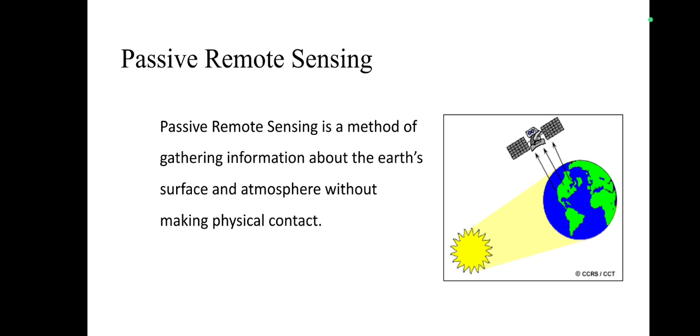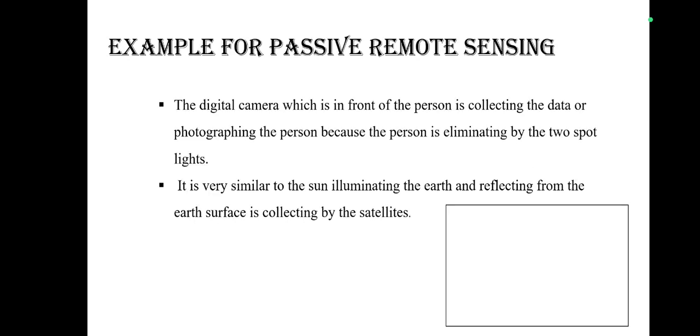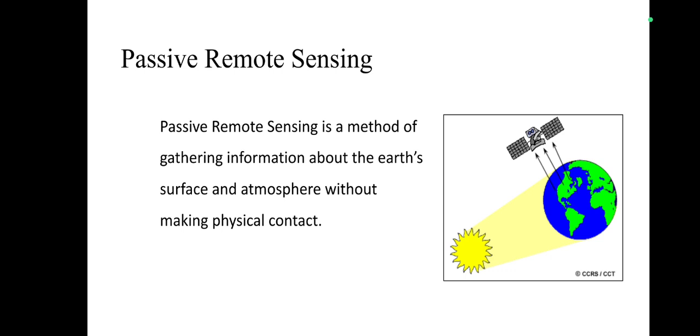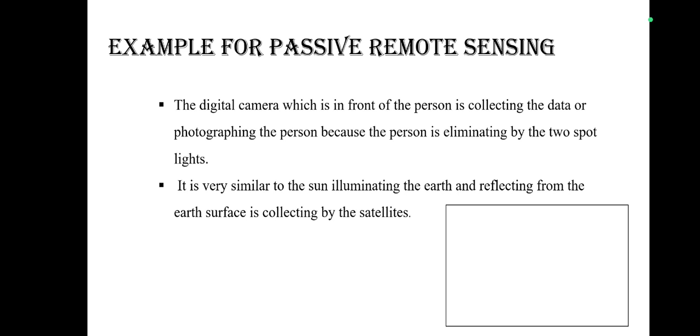So, we can take an example for that and go deeper into it. First of all, when we go to a studio, the cameraman uses reflected light on us. So that light flashes on us and the object is captured. So that is the example. The digital camera in front of the person is collecting the data, photographing the person, because the person is illuminated by two spotlights. In the studio there are two spotlights which flash light onto the object. So that is a simple example for passive remote sensing.